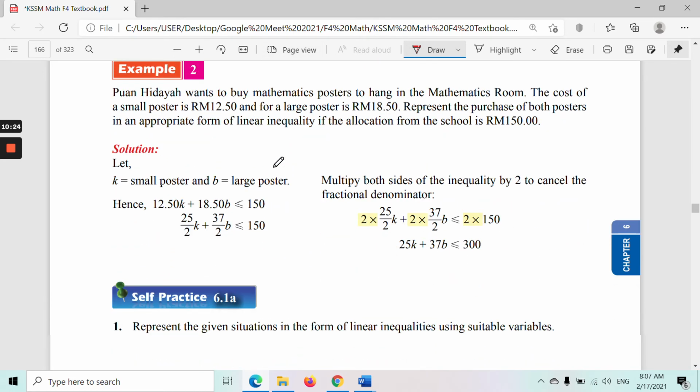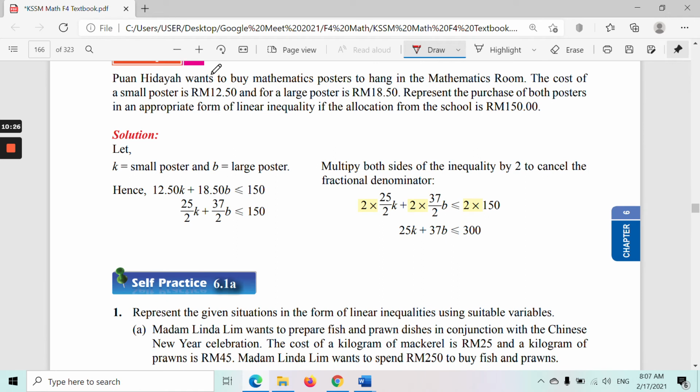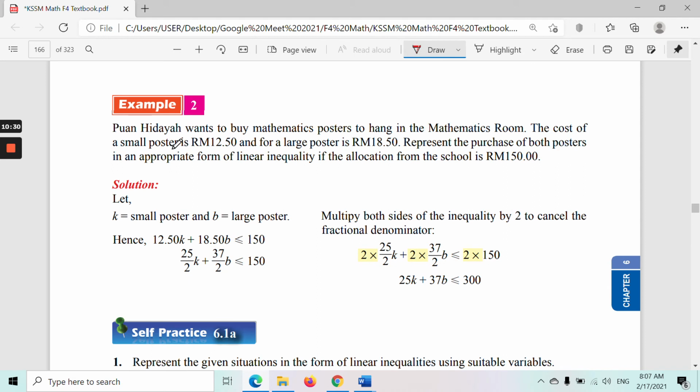Okay, look at example 2. Puan Hidayah wants to buy mathematics posters to hang in the mathematics room. So the cost of the small poster is 12 ringgit 50 cent. Large poster, 18 ringgit 50 cent. So represent the purchase of both posters in an appropriate form of linear inequality if the allocation from the school is 150.